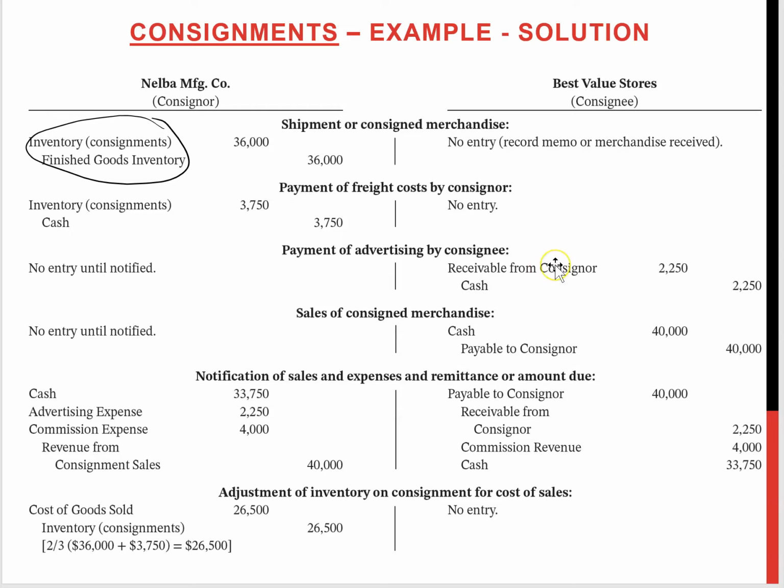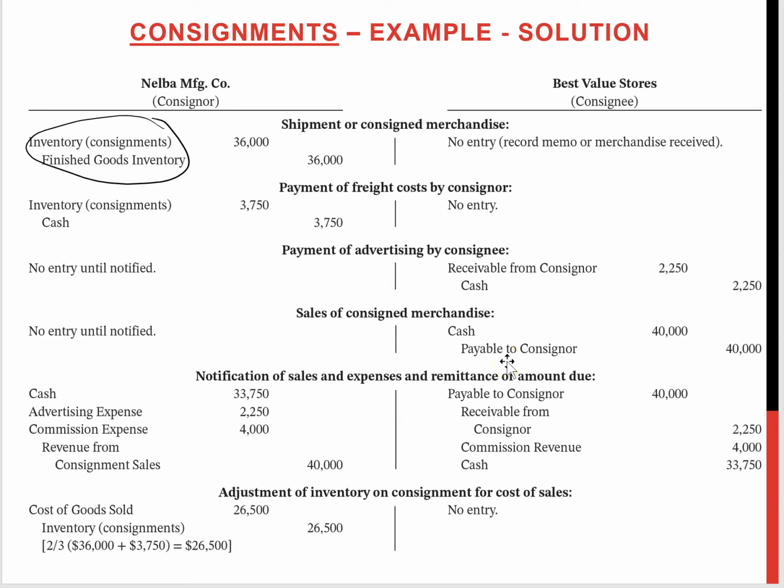So they debited receivables, which is an asset or receivable from consignor, and they credited cash. Now at a later date, the consignee sold the products, 2/3 of the products, if you remember from the previous slides, for $40,000. So they received cash from the customer to whom they sold, and this cash they have to transfer to the consignor.